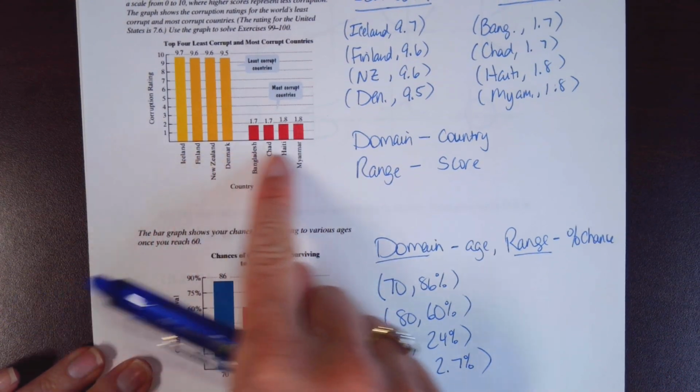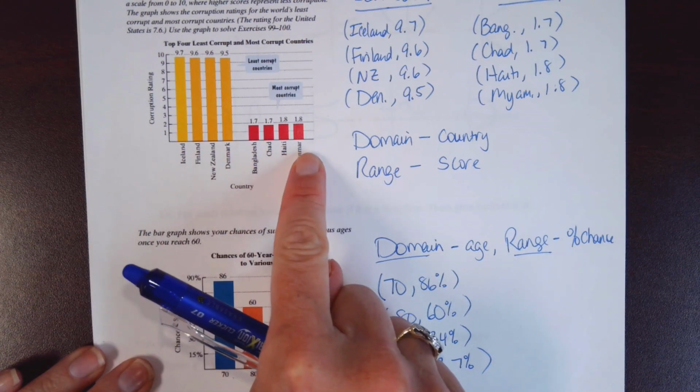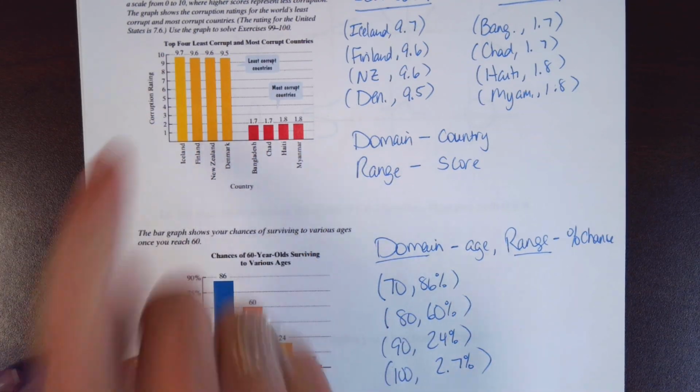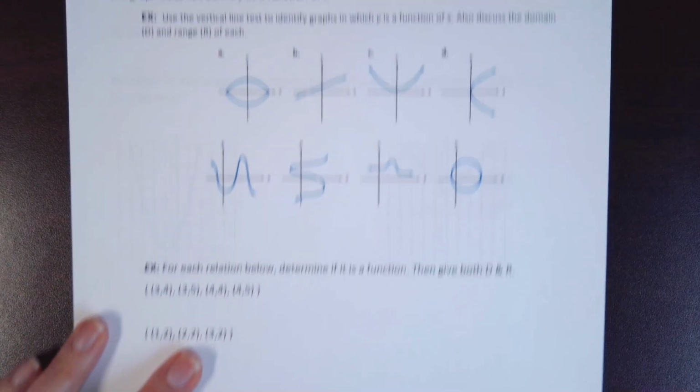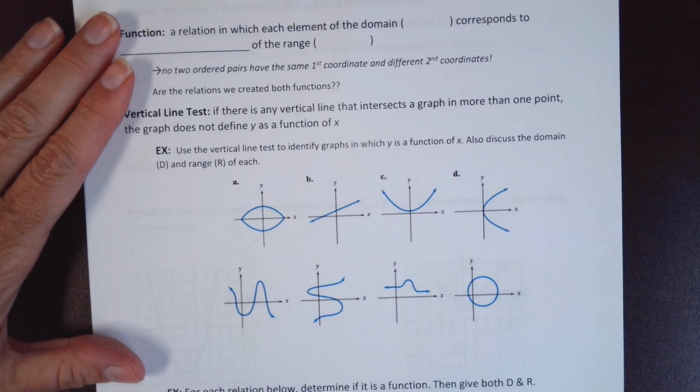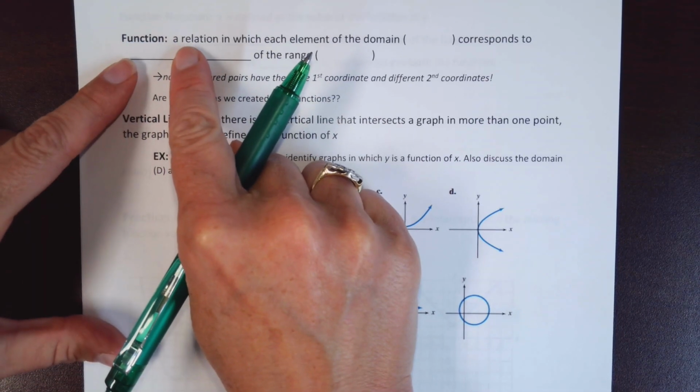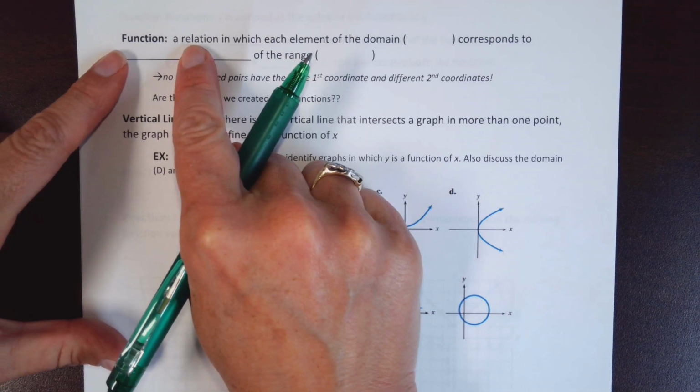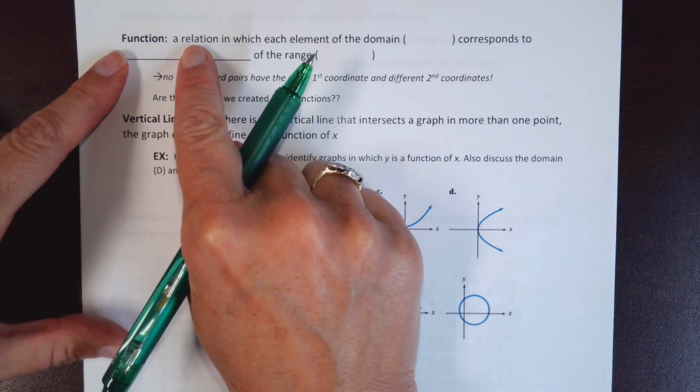Generally speaking, our input is along our x-axis. Our output is what we place on our y-axis. Okay, function. A function is a relation. We've already defined a relation as any set of ordered pairs. It's a relation with some restrictions.